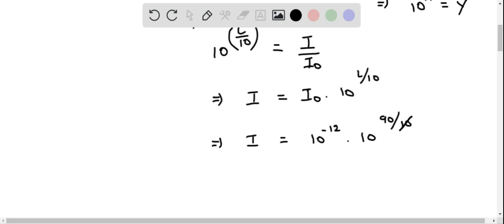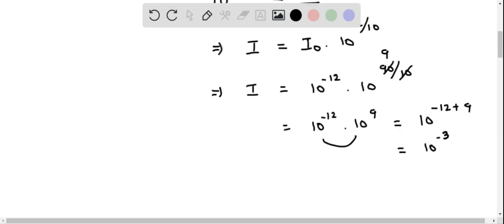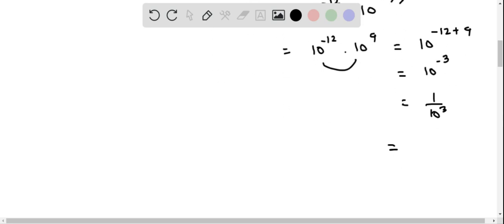We can cancel this by 10. When we do that, we get 9. So this equals 10 raised to the power of negative 12 times 10 raised to the power of 9. Now we can add the powers because the bases are the same. According to the exponents rule, we add the powers, negative 12 plus 9. And this equals 10 raised to the power of negative 3. This is basically equivalent to 1 over 10 power 3, and 10 power 3 is 1000. So this is equal to 1 over 1000.